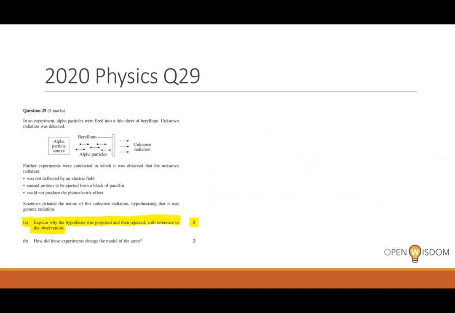But let's answer part A right now. Explain why the hypothesis was proposed and then rejected with reference to the observations. So it already hinted that we need to mention the observations and that the question needs to be answered in 2 parts, why it was proposed and then rejected.